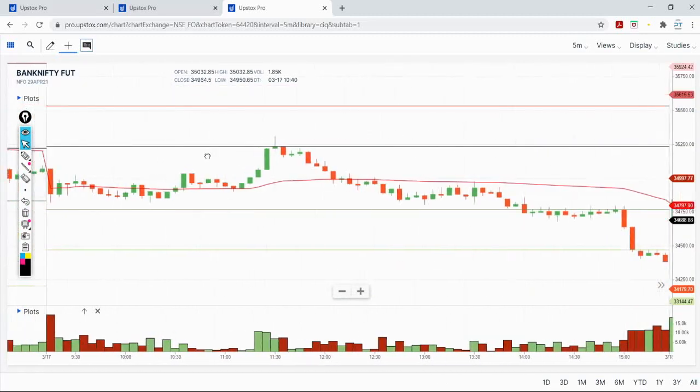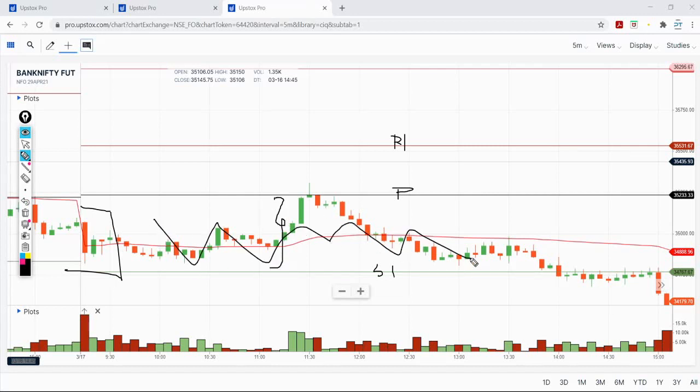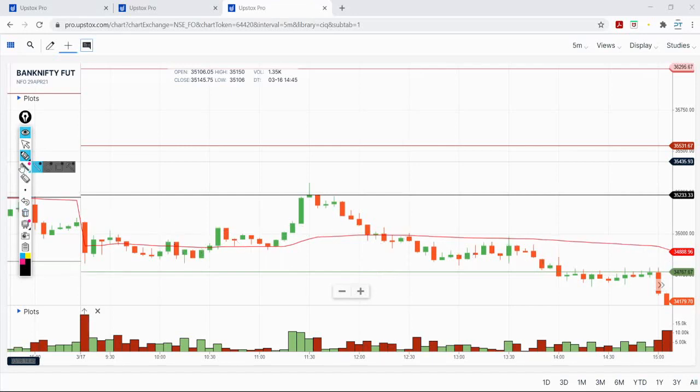Now look at one more example here. I'm taking many examples to understand different scenarios, nothing special in it, because this is pivot, R1, S1. If we just don't give more importance to the first 15 minutes of auction, price is in between pivot and S1, so there are more possibilities the market can be sideways. So this trading session was entirely in a sideways mode.